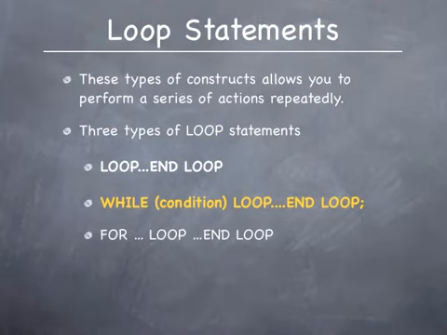The second type of loop statement is the while loop construct. The word while is followed by a condition that must be true to enter the loop. The while loop statement is also terminated with an end loop. The third type of loop is the for loop. It's used when you want to perform a statement for a predefined number of times. It also ends with an end loop. You can use any one of these, or some of them even interchangeably, depending on your program.